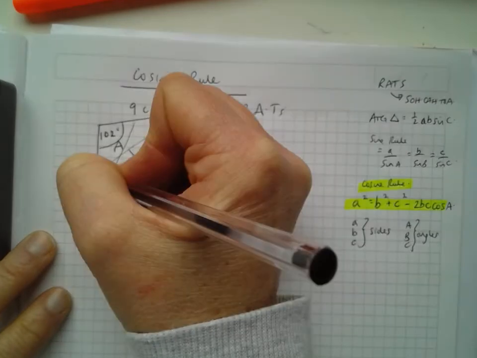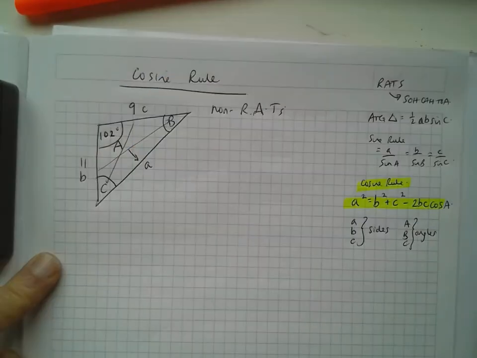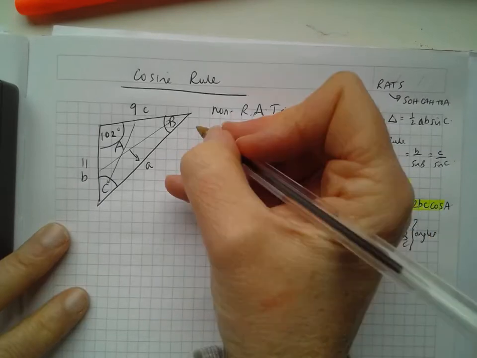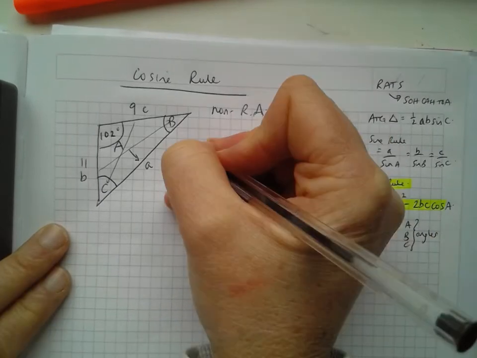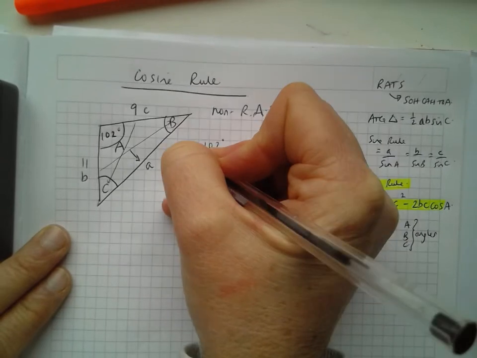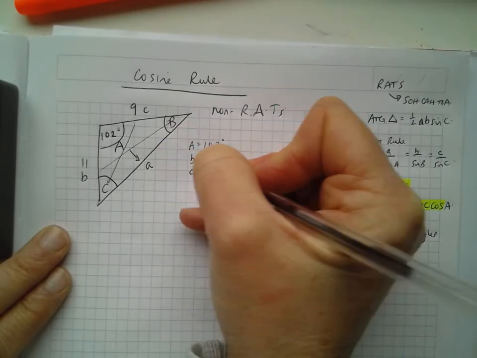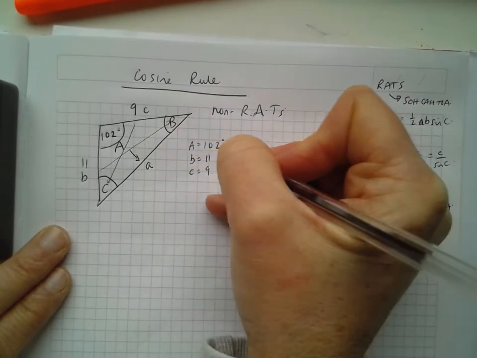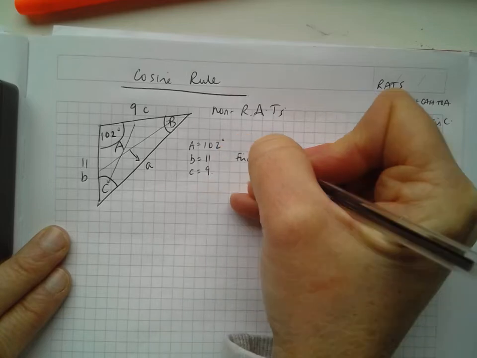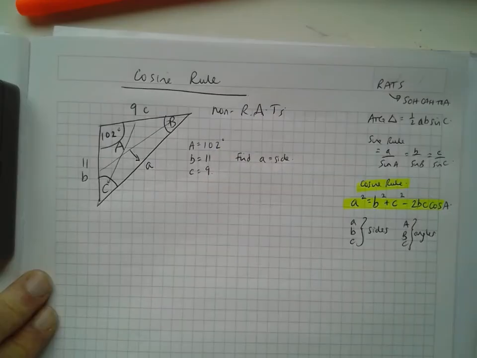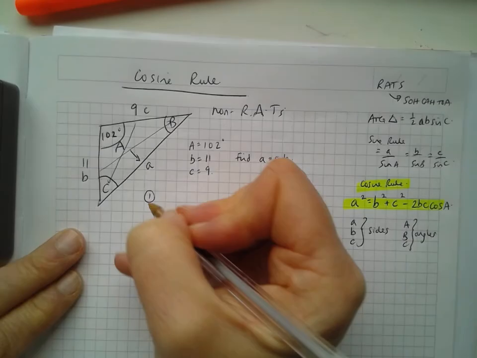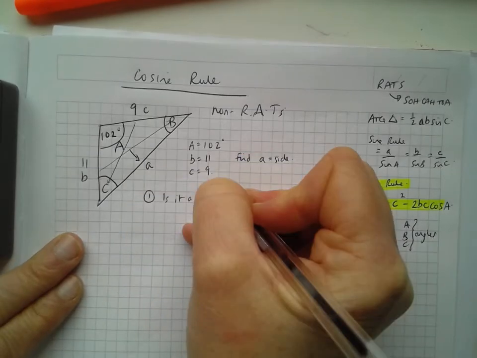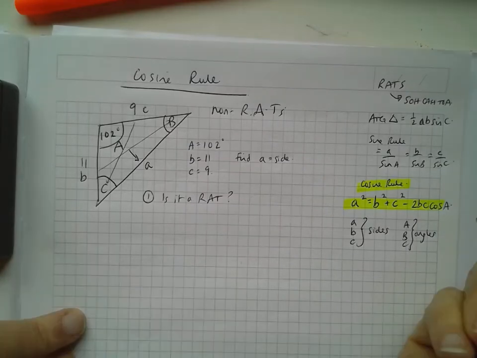So what do we have so far? Angle A is 102, b is 11, and c is 9, and we're being asked to find a, which is a side. What steps will we go through? The first step is: is it a right angle triangle? If it is, then we'll go to SOHCAHTOA. It's not, so we're going to proceed.